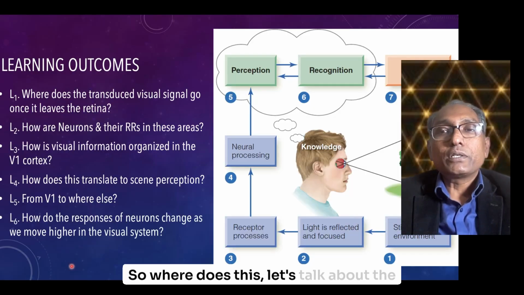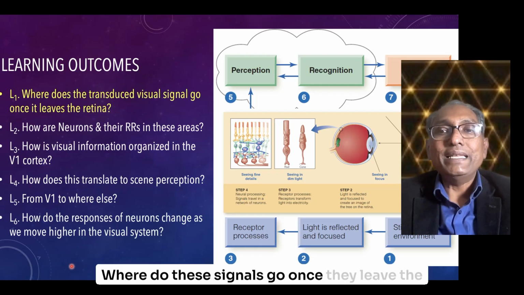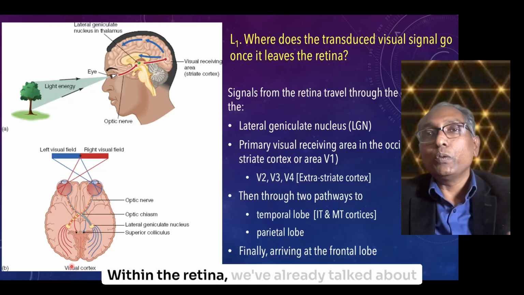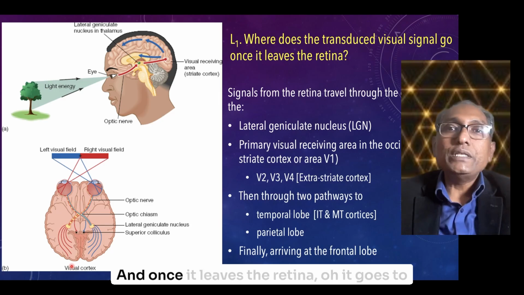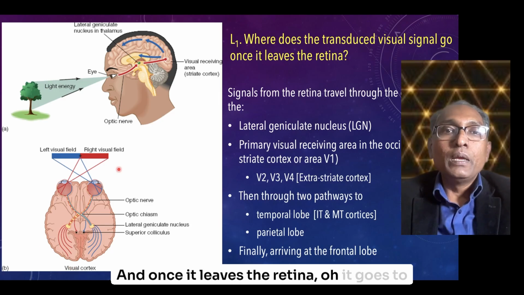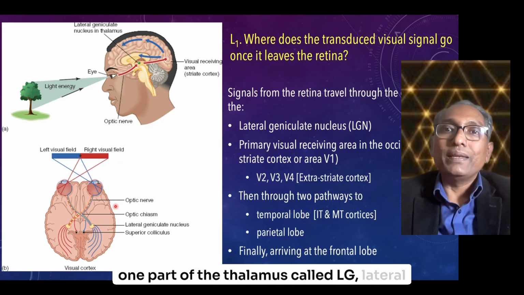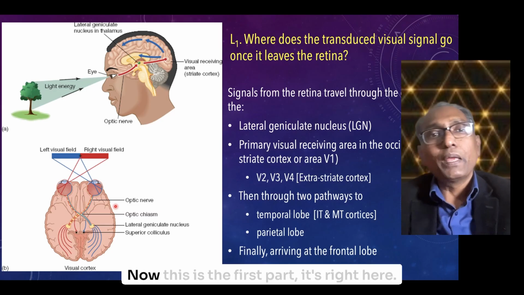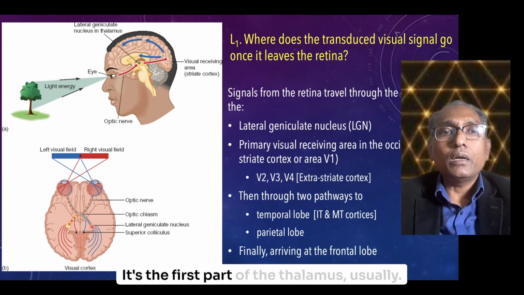So let's talk about the first question. Where do these signals go once they leave the retina? Within the retina, we already talked about how it goes through 3 different layers. And once it leaves the retina, it goes to one part of the thalamus called the LGN, lateral geniculate nucleus. Now, this is the first part. It's right here. It's the first part of the thalamus.